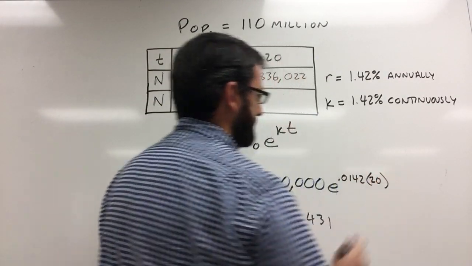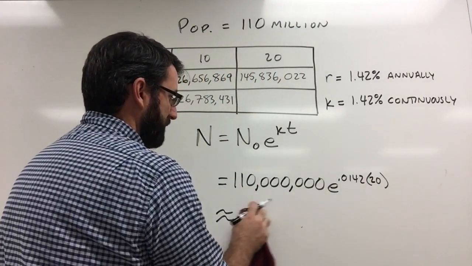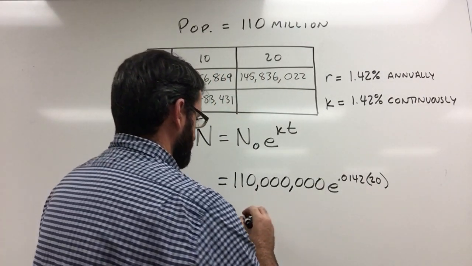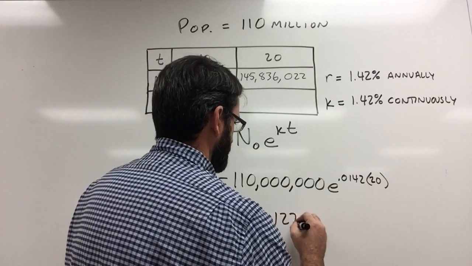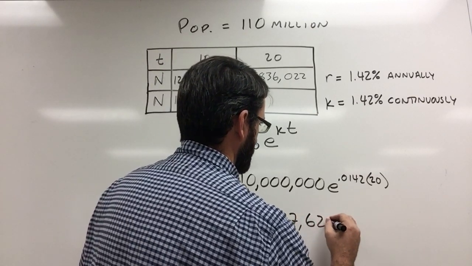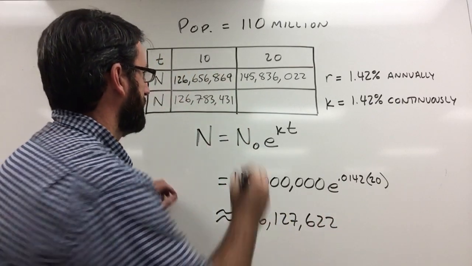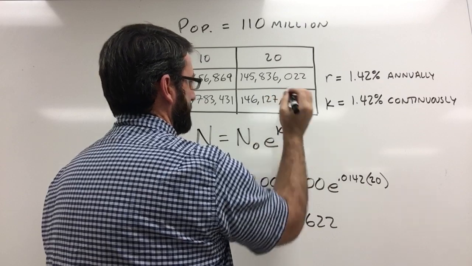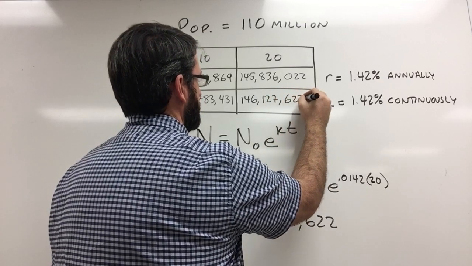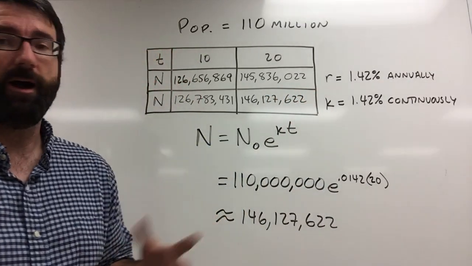We're just changing our t. And if we plug that into our calculator, that's going to be approximately 146,127,622. So 146,127,622. All right, and that's it.